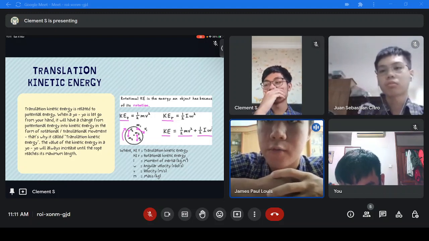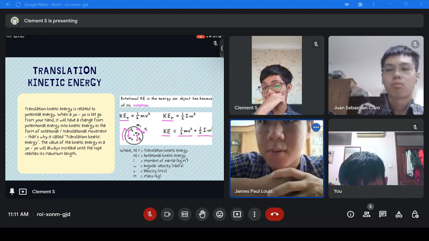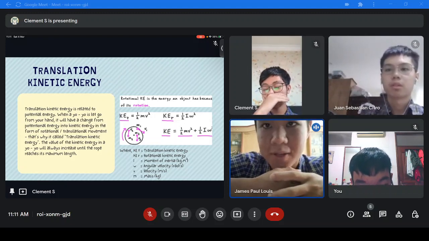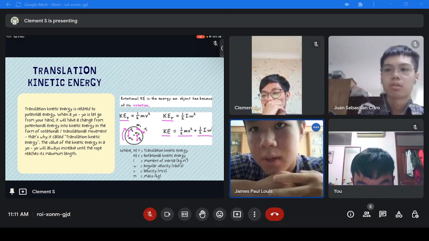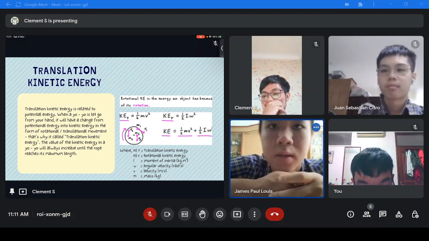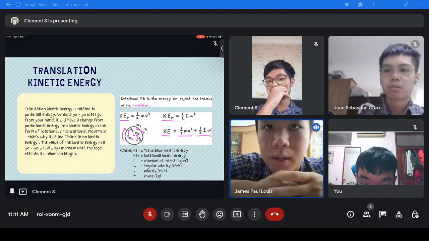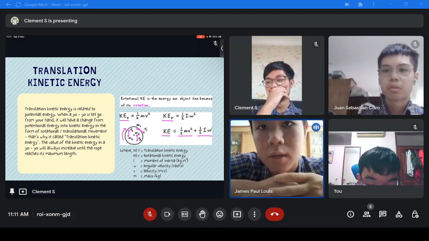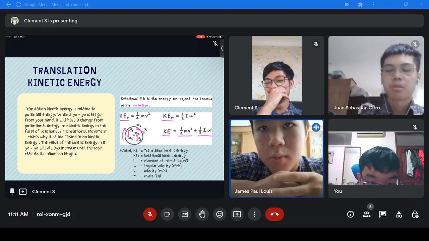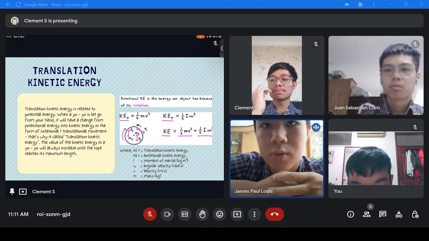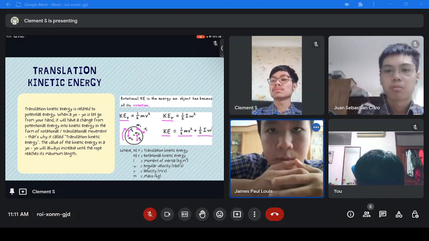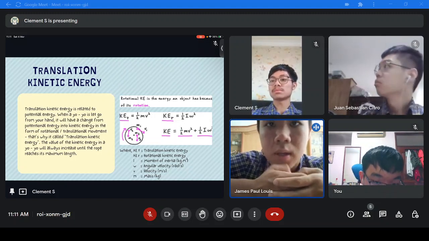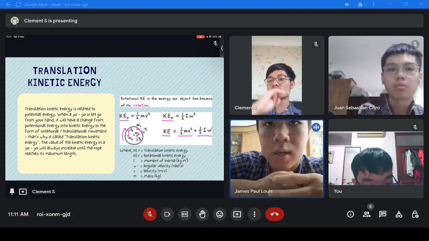The kinetic energy formula equals half times mass times velocity squared plus half times moments of inertia times angular velocity squared. Translation kinetic energy is related to potential energy. When a yo-yo is let go from your hand, it will have a change from potential energy into kinetic energy in a form of rotational and translational movement. That's why it's called translation kinetic energy.